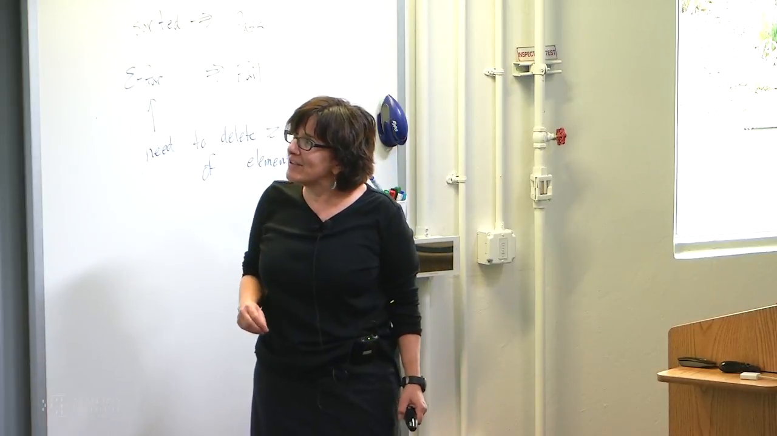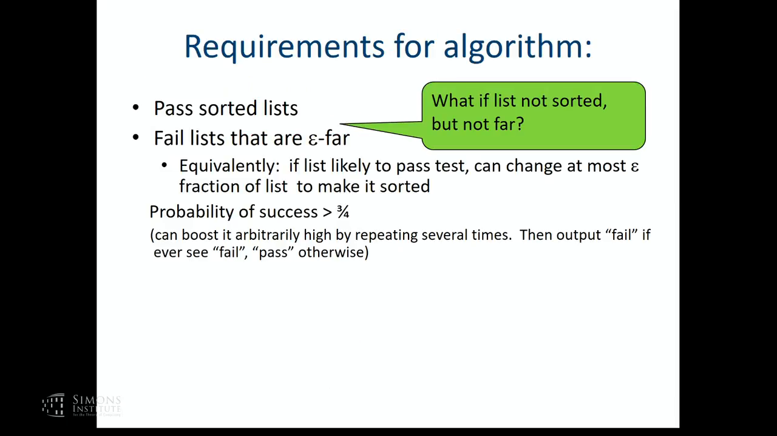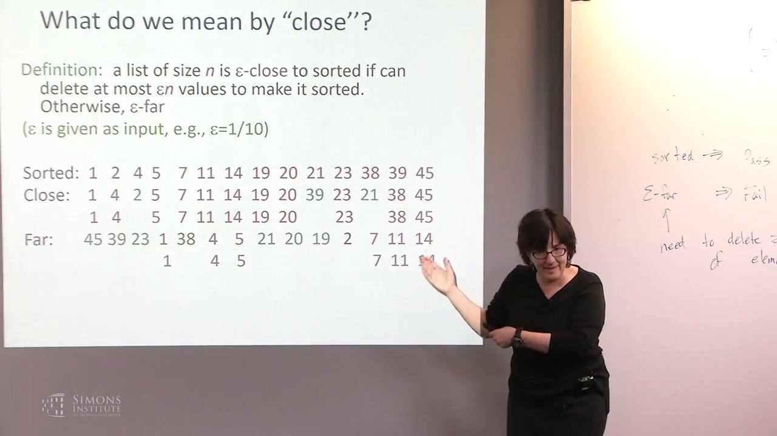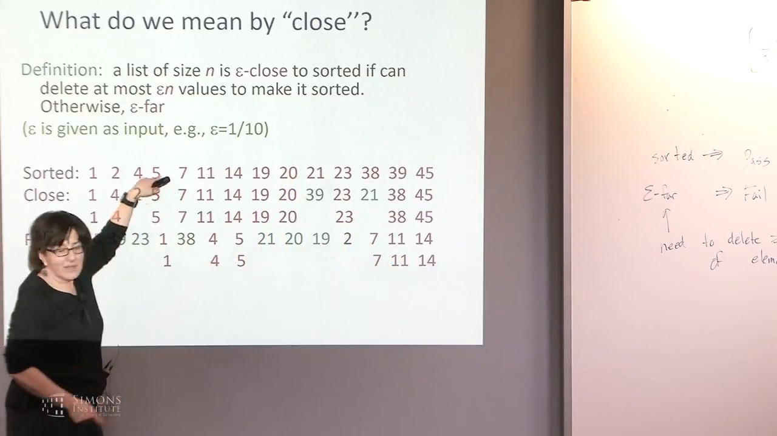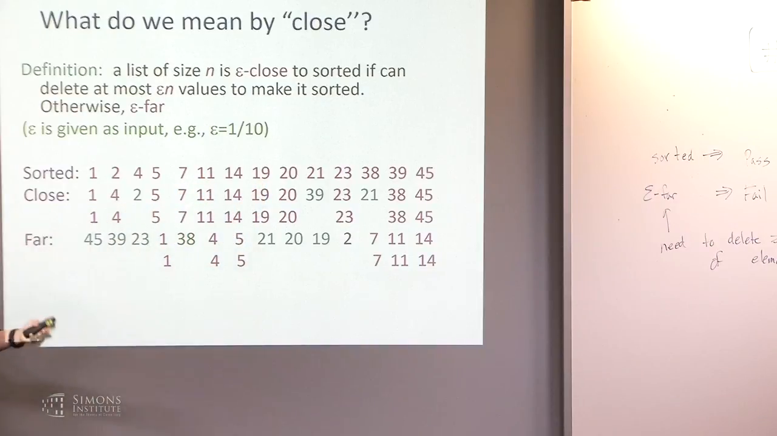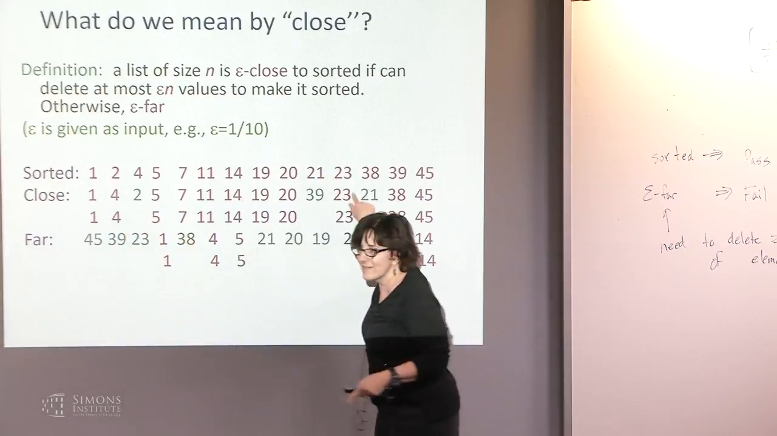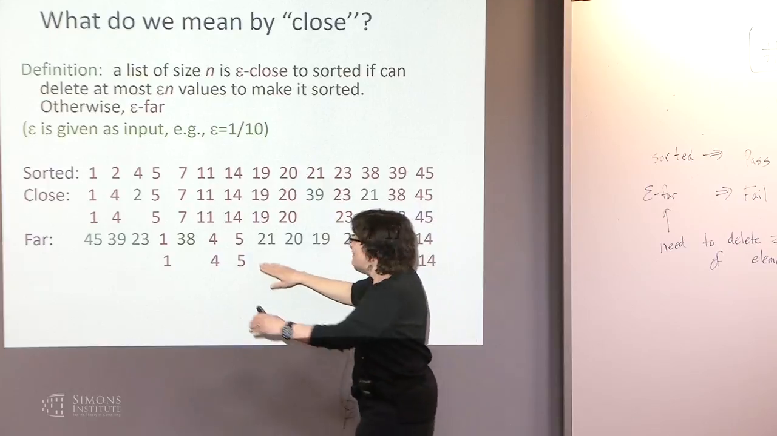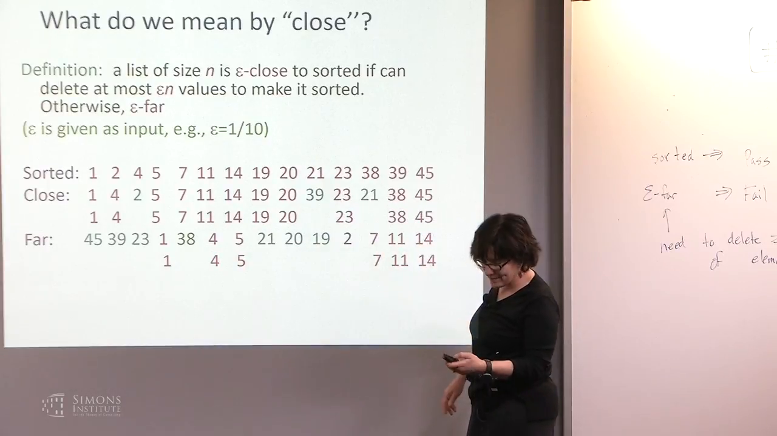So pick random i and j and test that y i is less than or equal to y j. Of course, pick random i and j. Let's say i is less than j. So I pick 2 random elements, maybe here and here. Oh, they're in the right order. And I pick maybe 2 more random elements. That's great. So the sorted thing will obviously pass. The close ones usually will pass as long as I don't hit one of these green ones. And maybe it'll even pass if I hit one of these green ones. Who knows? This guy, though, maybe it'll pass. Maybe it won't. I don't know what happens. So let's look.